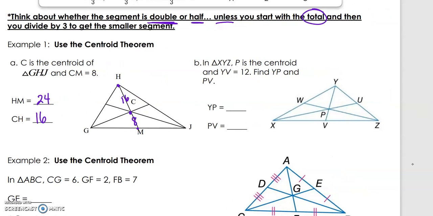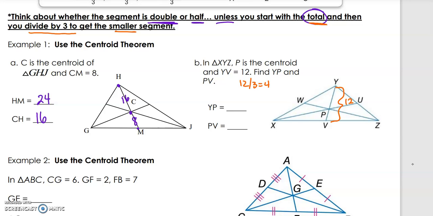On this next one, I'm given this segment here. Let's see, and we want to kind of put them in here if we can. This one, though, is the total, and so that one kind of gets a little awkward to try and put it in there, but the whole length is 12. So again, when we're given the total, we want to divide by 3 to get the smaller segment. So I'm going to take 12, divide it by 3, and 4 is going to be the smaller segment, PV. So now I know that this one is 4, and so I'm just going to do what? Double it to get this long segment here, which would make that 8.